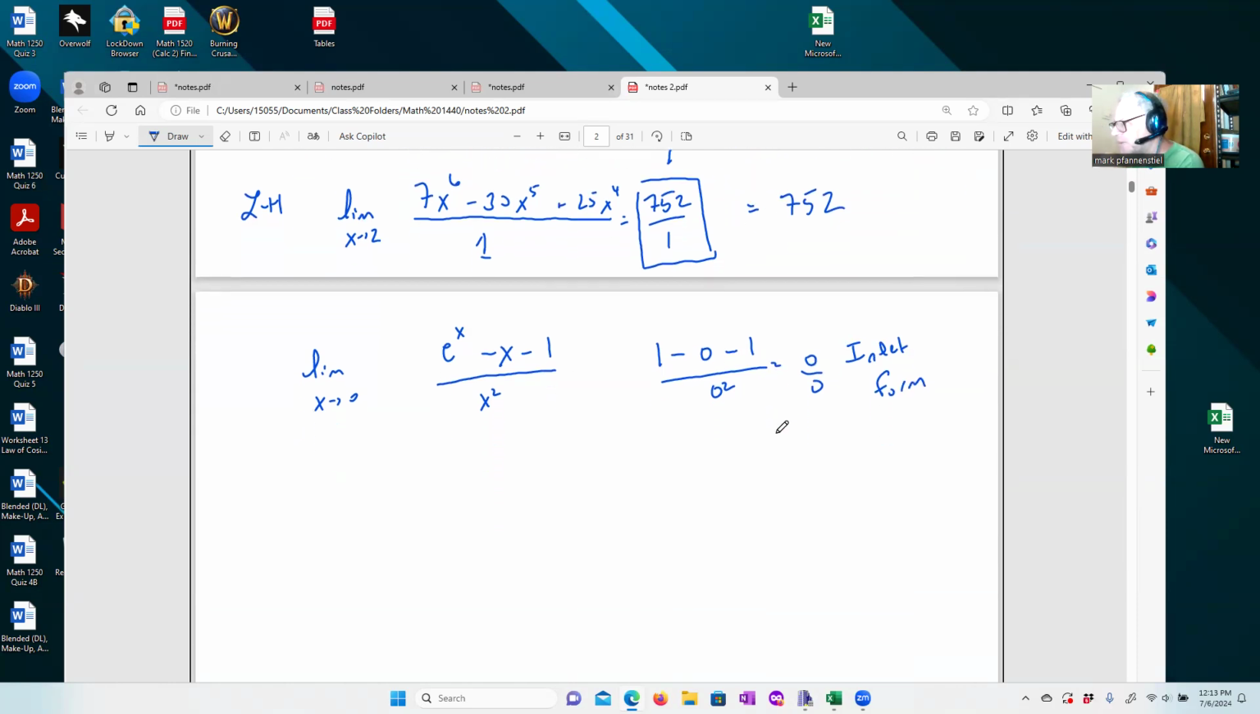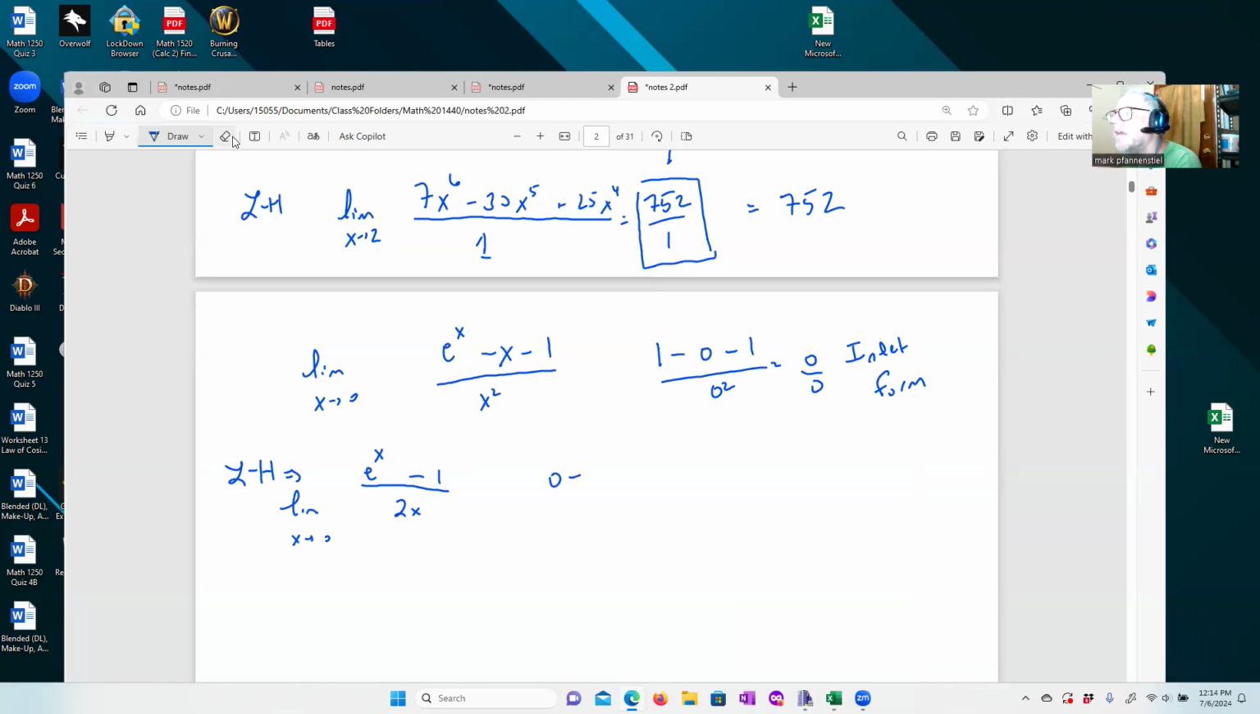So we said, great, it's an indeterminate form. We're going to go ahead and use L'Hopital's. So we're going to take the derivative of the top. The derivative of e to the x is just e to the x, minus 1. The derivative of 1, of course, is 0, divided by 2x. And we're still taking our limit as x goes to 0. Plug this in. We get 1 minus 1 on the top, because e to the 0 is 1. Then we get 2 times 0 on the bottom.